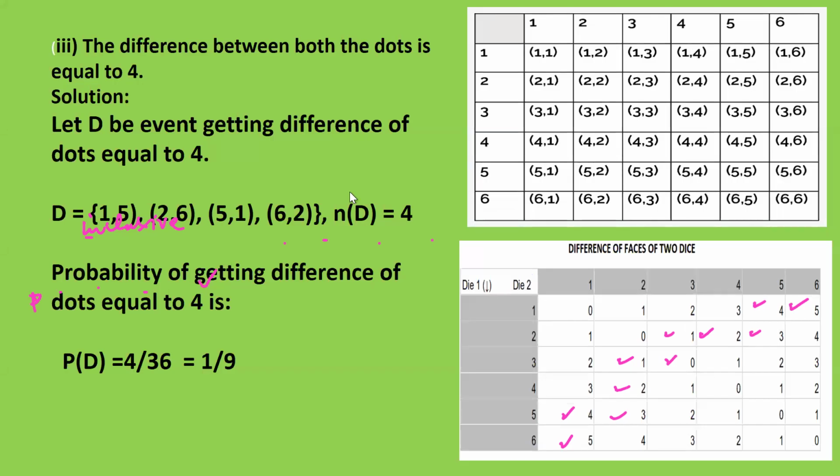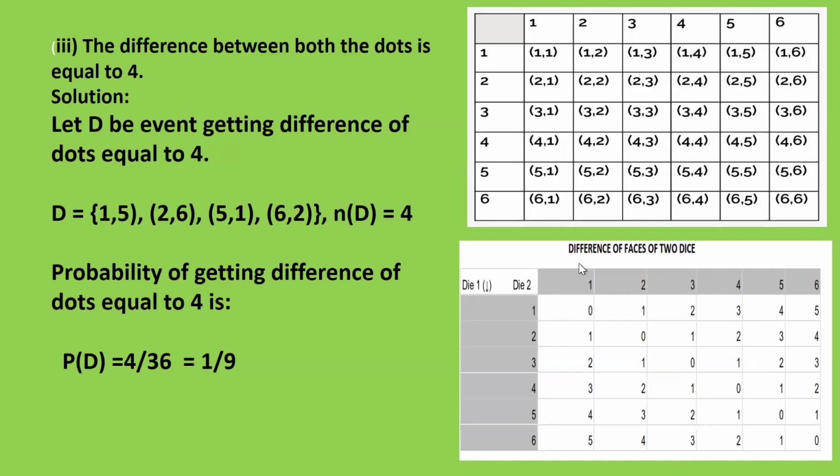We have a third part that is about the difference of faces. And similarly, again, I have pasted the actual sample space of two dice. And then right below is the difference of faces, because this question is about the difference between both the dots being equal to 4. So first we need to make a table or a set. I think the table will be more important, because visually you will be able to see all possible outcomes.